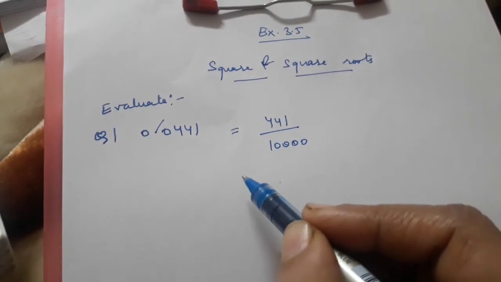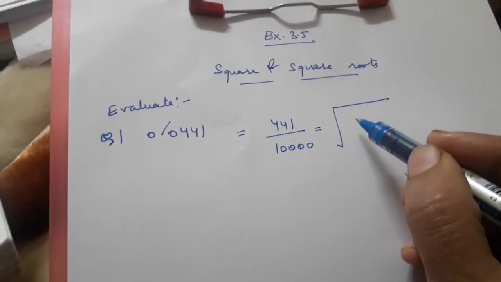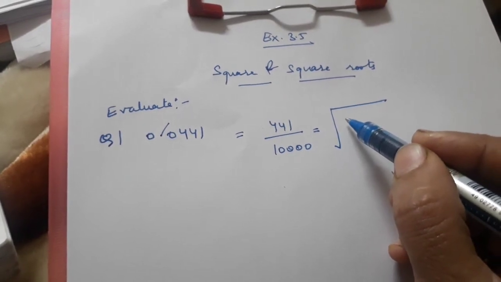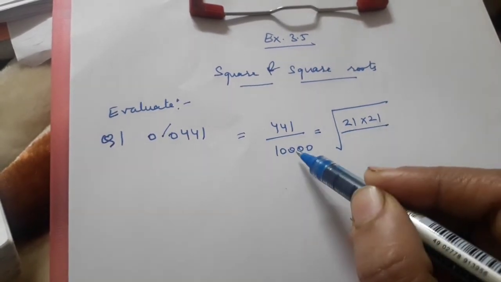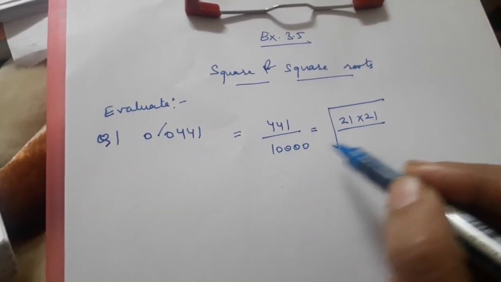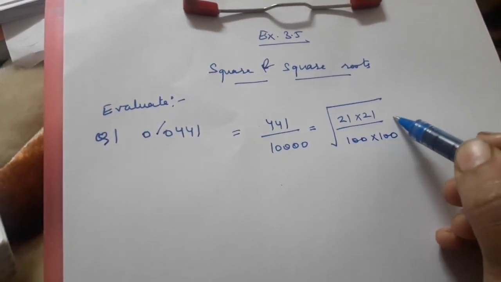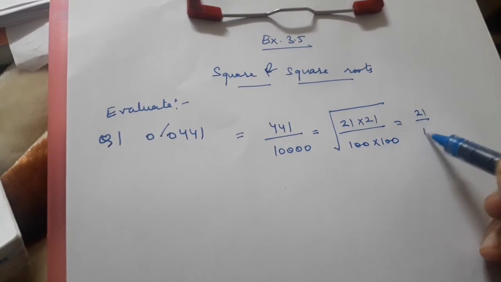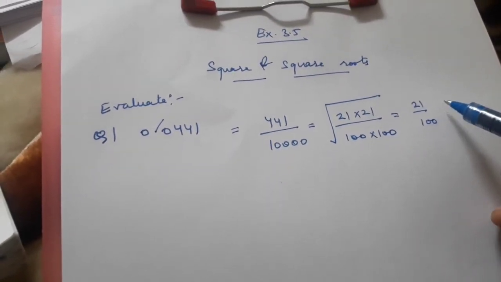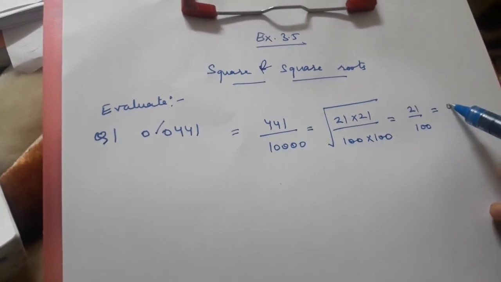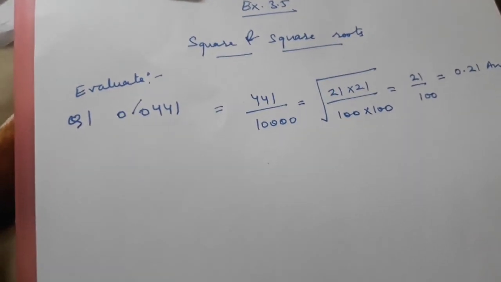The next step would be to find the square root of 441, which is 21 into 21. And what would be the square root of 10,000? That is 100 into 100. So our answer would be 21 by 100, and we can change it into decimal form. That would be equal to 0.21, which would be our answer.